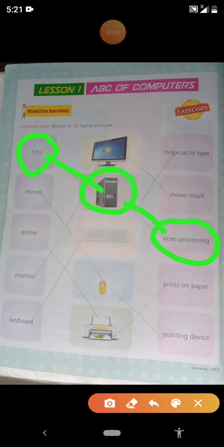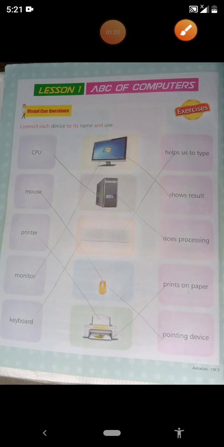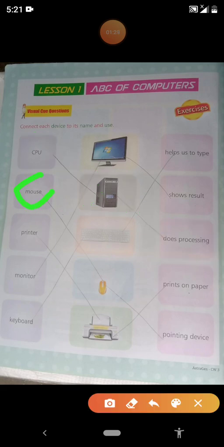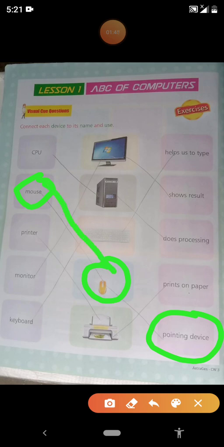Okay. So second one is mouse. Where is a mouse? Here. Very good. So mouse is a what? See this side. What is the answer? It is a pointing device. It helps to select or point the device. Okay, so you have to match like this. Okay, in pencil, don't use a pen, use only the pencil to write in your workbook.